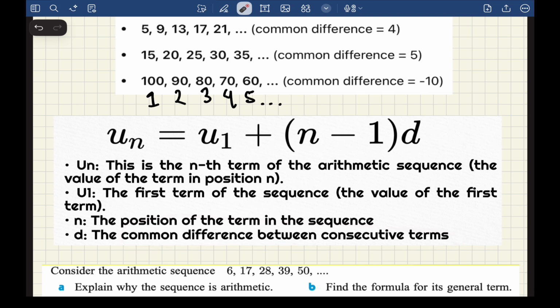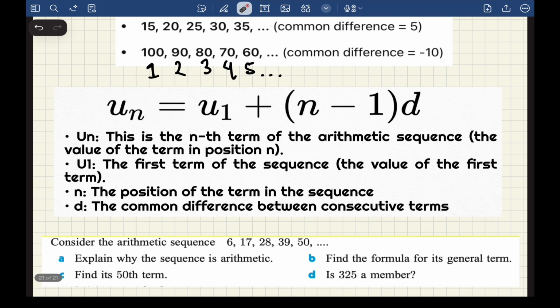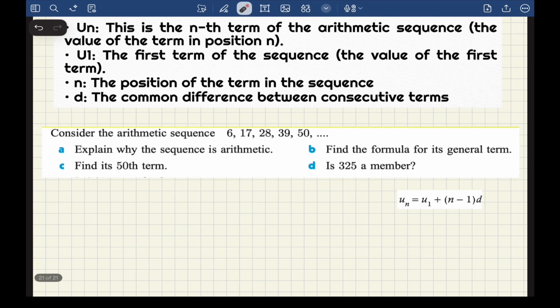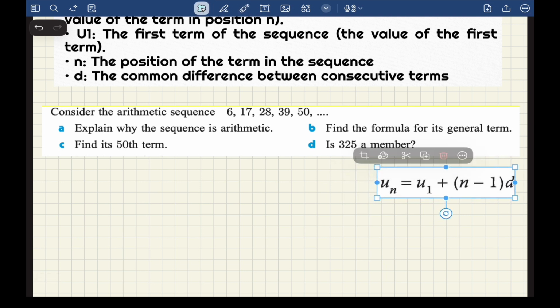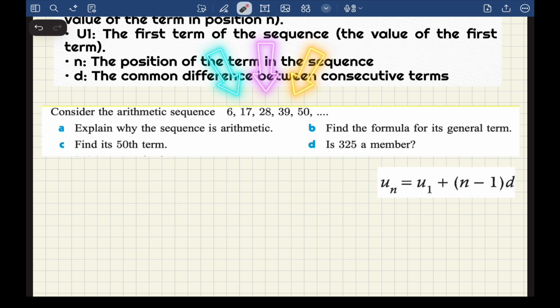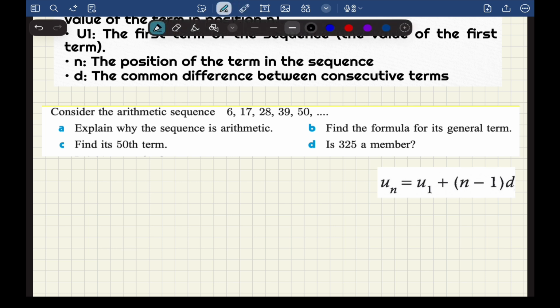So we are going to use the equation. We are going to solve this example, so we can see this equation in action. We have this arithmetic sequence: 6, 17, 28, 39. Explain why this is an arithmetic sequence. Whenever we have exercises that say show that this is an arithmetic sequence, what do we need to do?